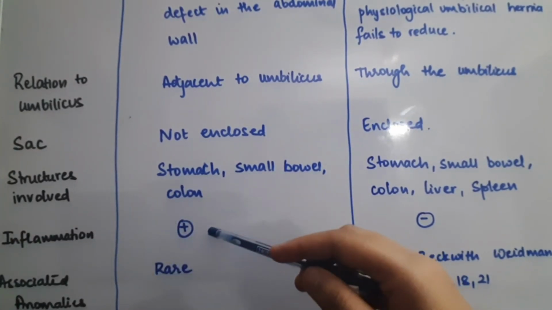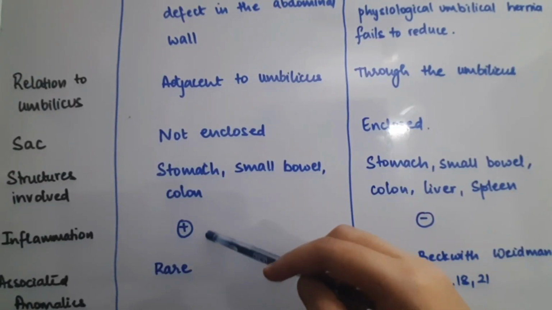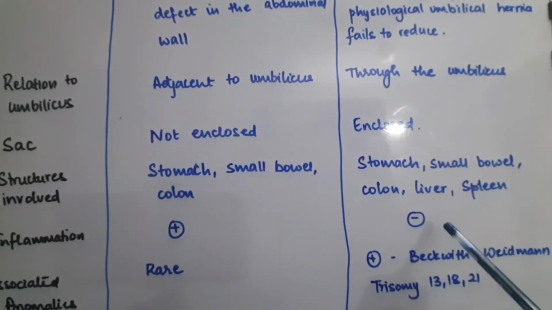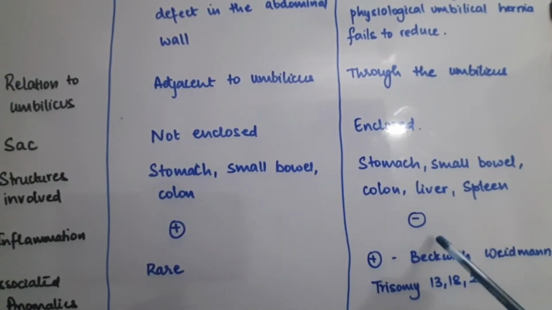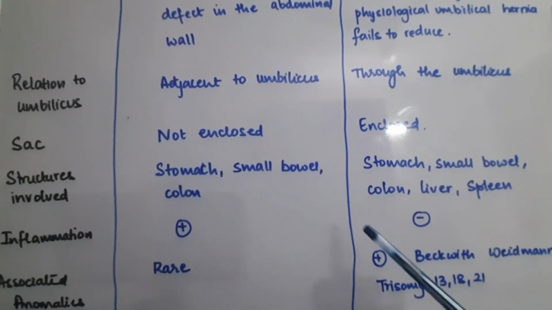Inflammation of the intestinal structures is present in gastroschisis. So if you look at the intestine, they will be inflamed, edematous. Whereas in omphalocele, the structures will not be inflamed because they are covered in the sac. So they are protected from external attack and inflammation.